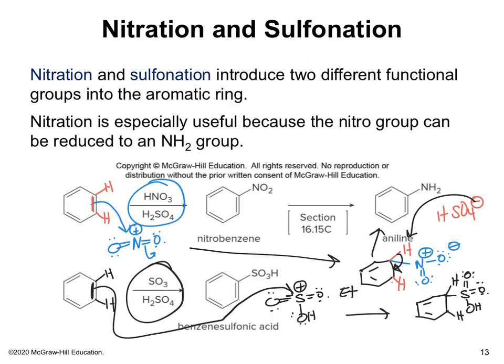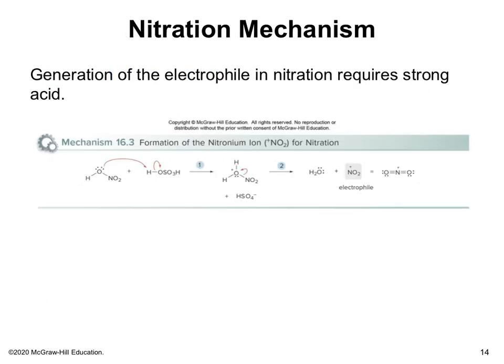And then HSO4 minus will come and make sure you get your positive charge there. Do the rearomatization to make a benzene sulfonic acid. So this is showing you how to generate your nitro electrophile.